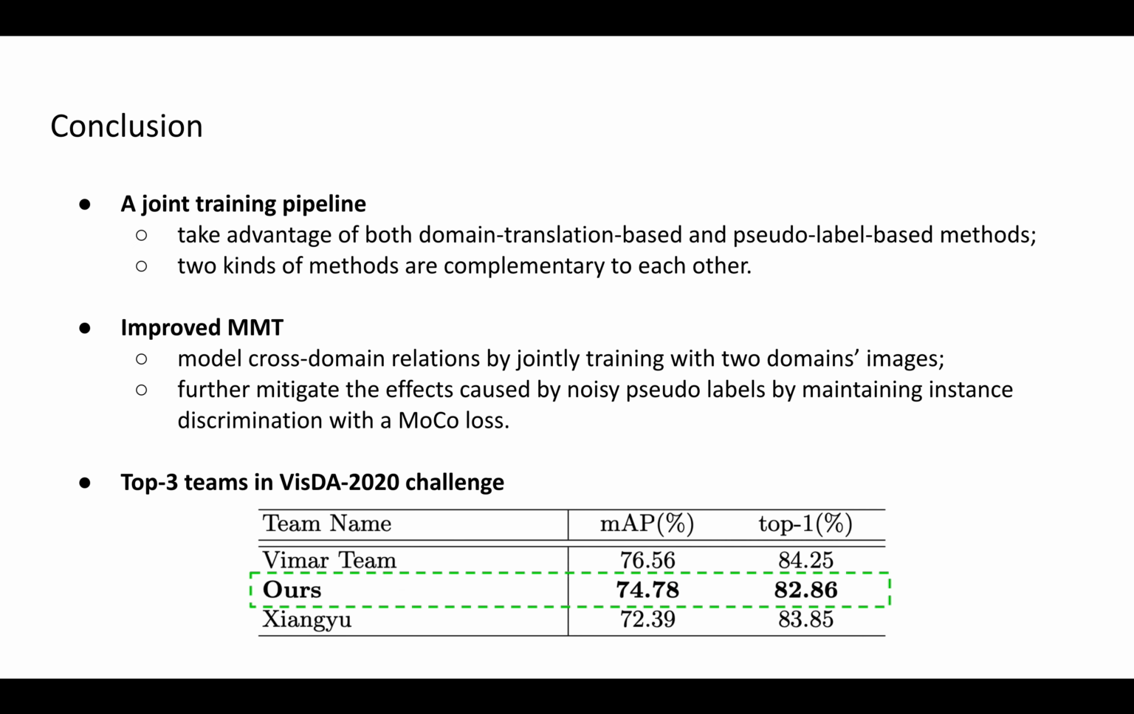To conclude, we introduce a joint training pipeline which takes advantage of both domain translation-based and pseudo-label-based methods. These two kinds of methods are complementary to each other. We also improved the mutual mean teaching framework by modeling cross-domain relations and further mitigating the effects caused by noisy pseudo-labels with a MoCo loss. Our method achieved top 3 performance in the Visual Domain Adaptation Challenge.